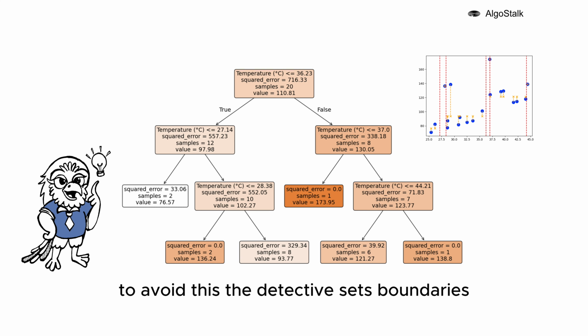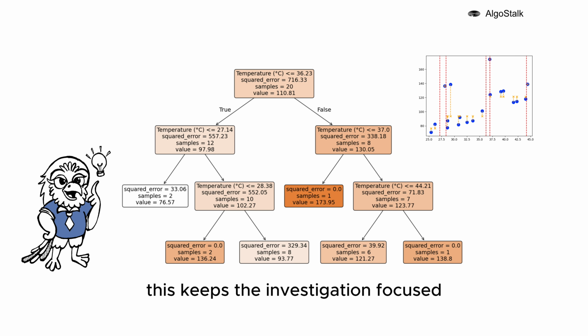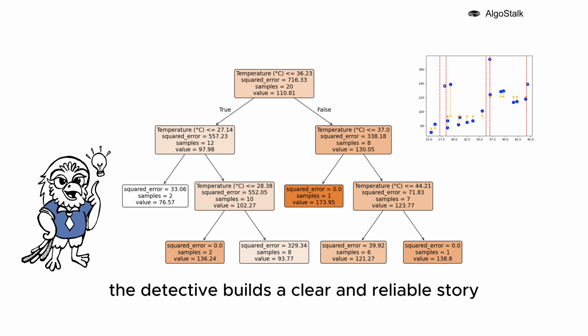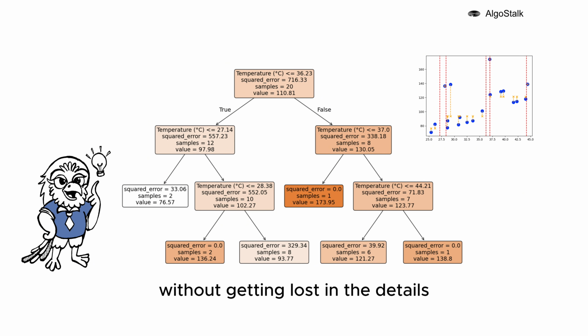To avoid this, the detective sets boundaries, a maximum depth of 3 splits, and a minimum of 7 clues to justify a new split. This keeps the investigation focused and prevents unnecessary complexity, ensuring the detective builds a clear and reliable story without getting lost in the details.